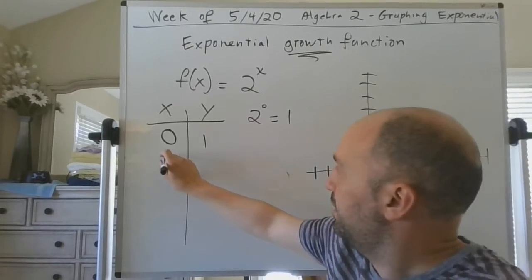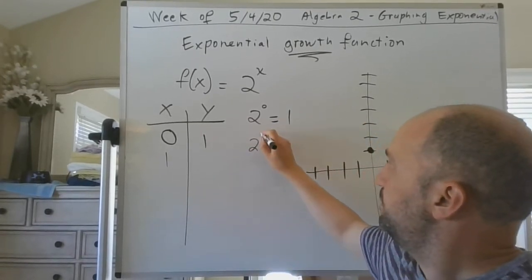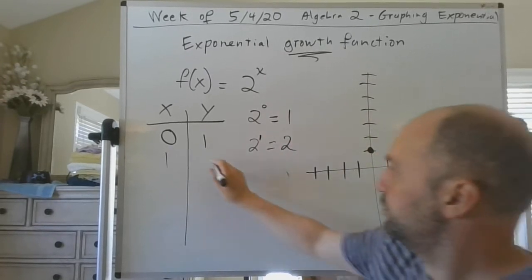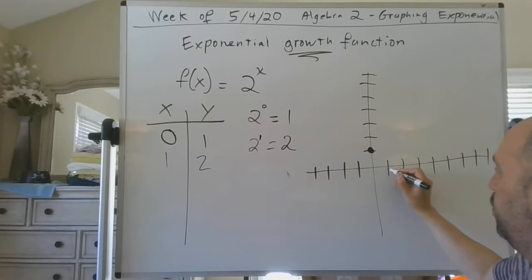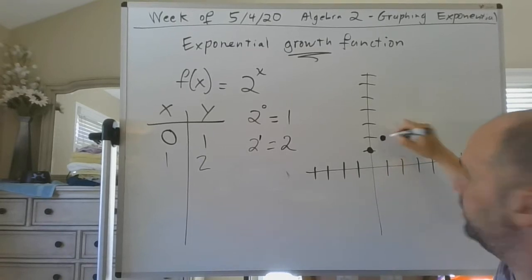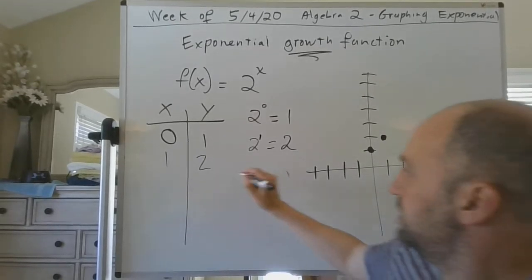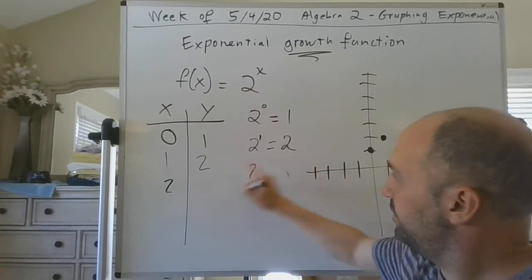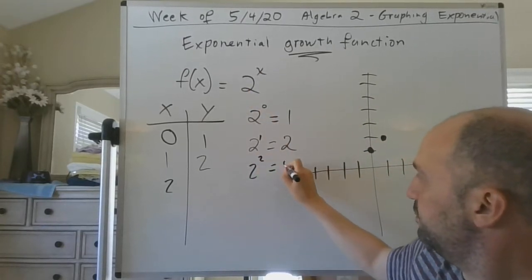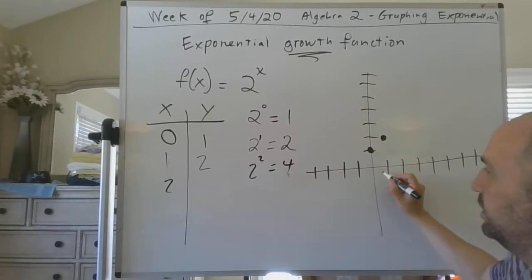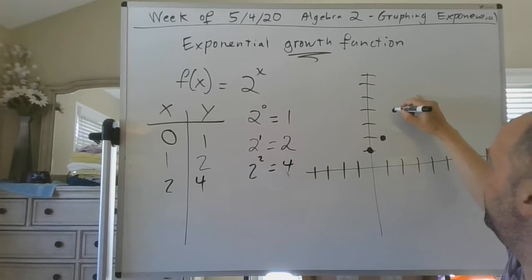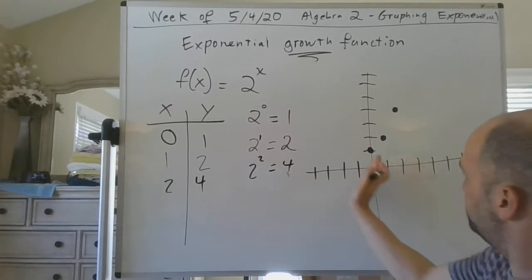Next, why don't we try 1? 2 to the power of 1 is equal to 2. Cool. So 1 comma 2. Let's keep going. How about 2? 2 to the power of 2 is equal to 4. Cool. So that's 2 comma 4. Start to notice what's happening here.